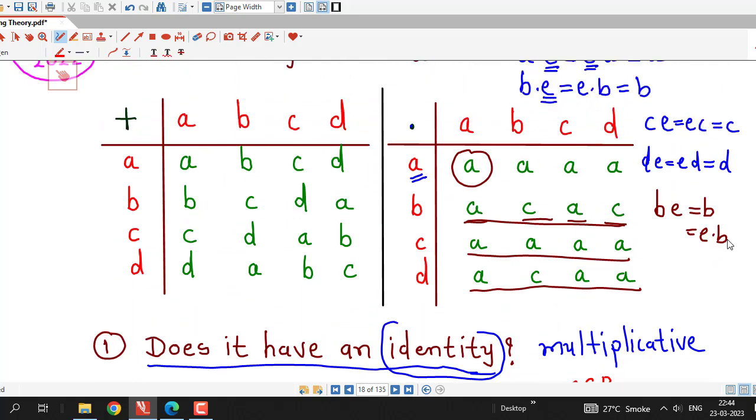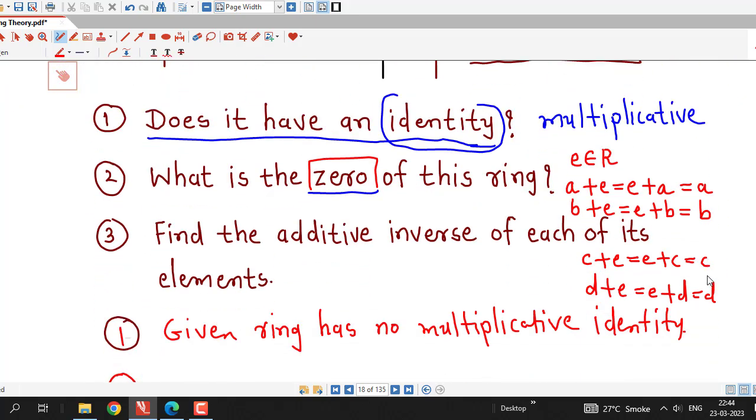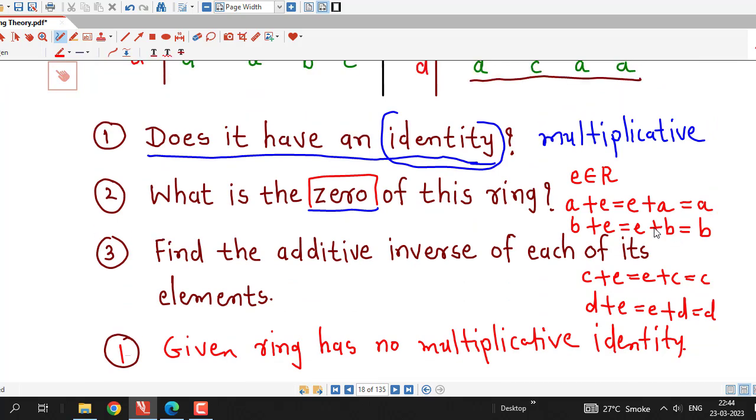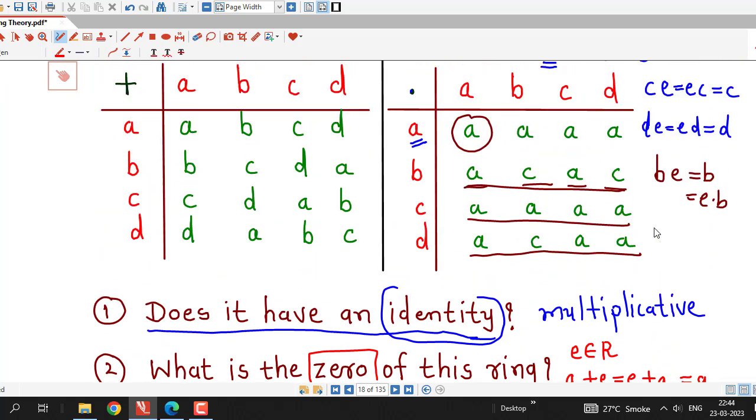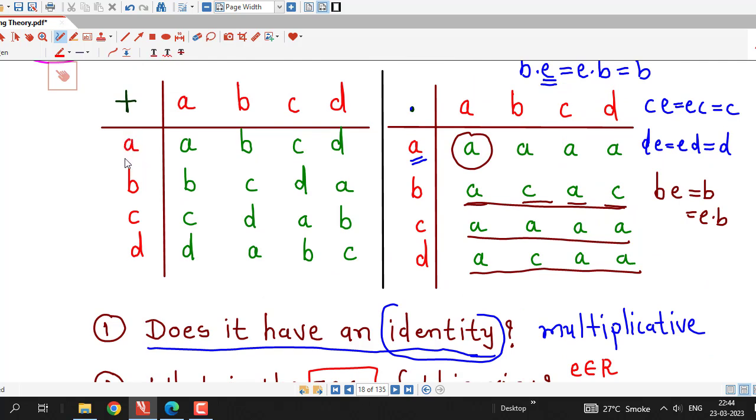If we can find any element E such that these conditions are satisfied, then that unique element is called the zero of the ring. So we start with the first element. Here we can see, if we consider the addition of A with itself, then we obtain A, and similarly if we consider the addition of B with A, that is B plus A and A plus B, A plus B is also B. B plus A equal to A plus B equal to B.